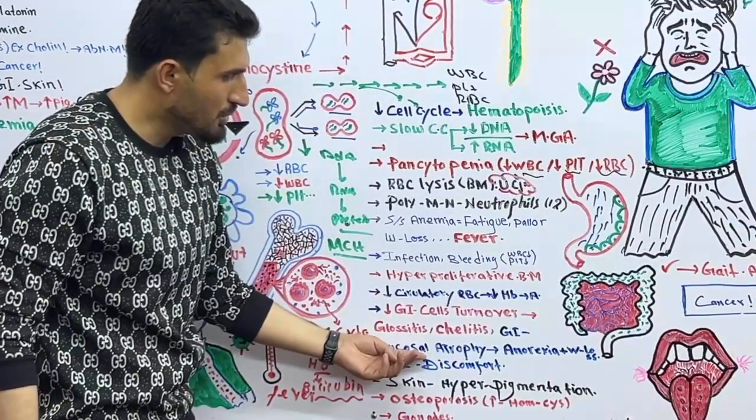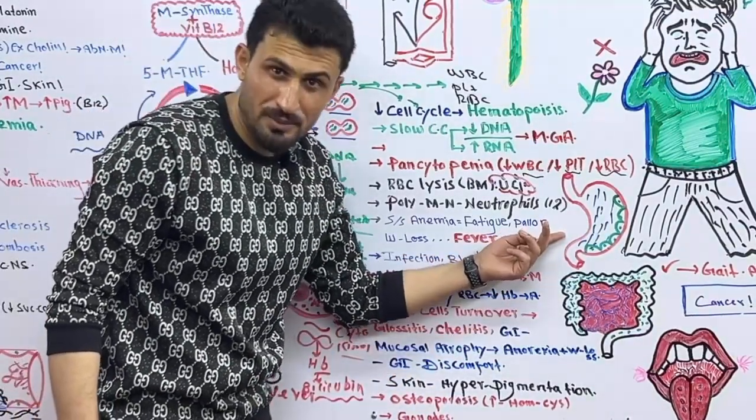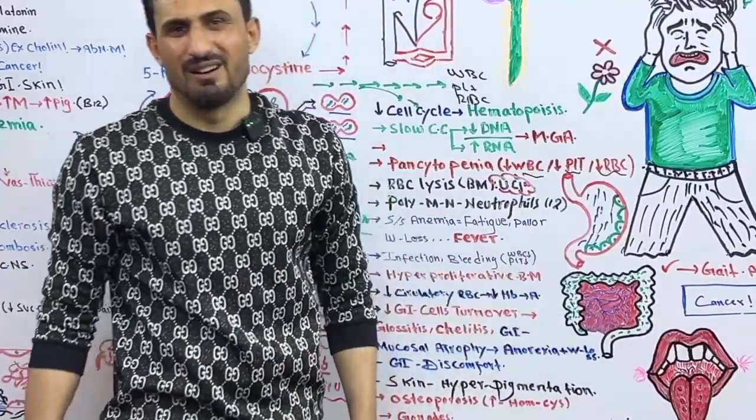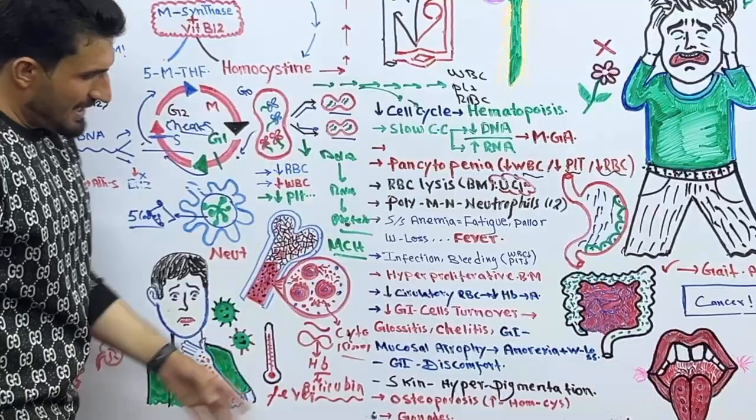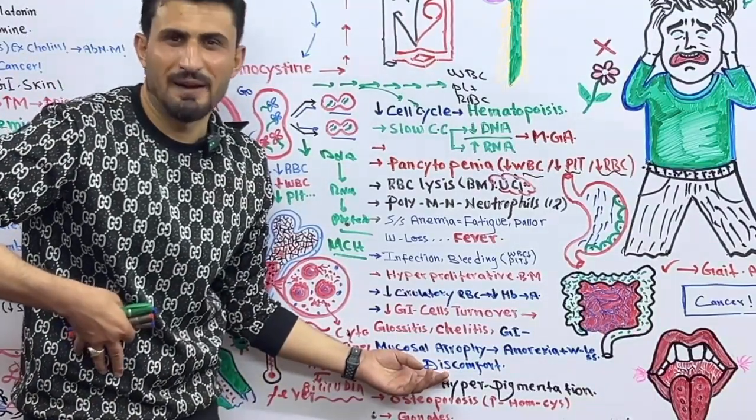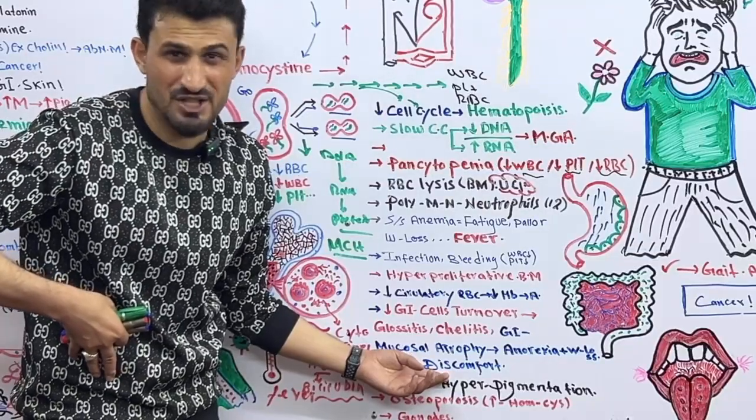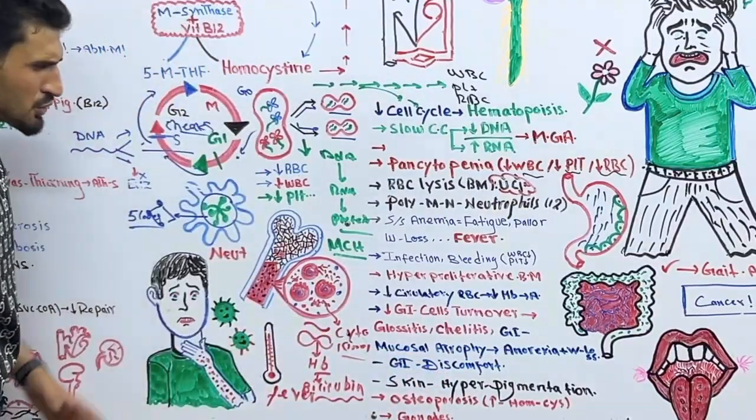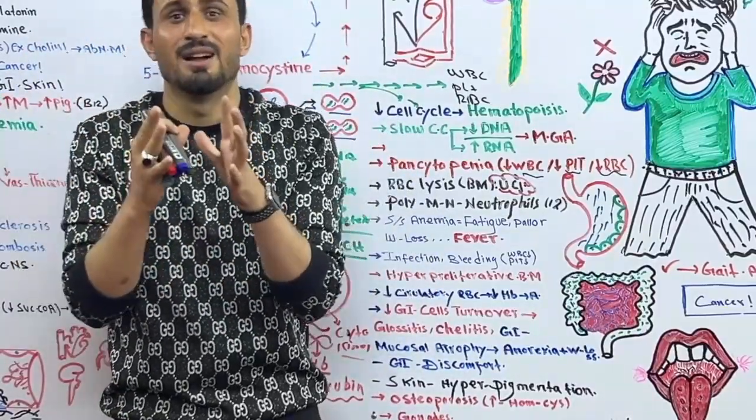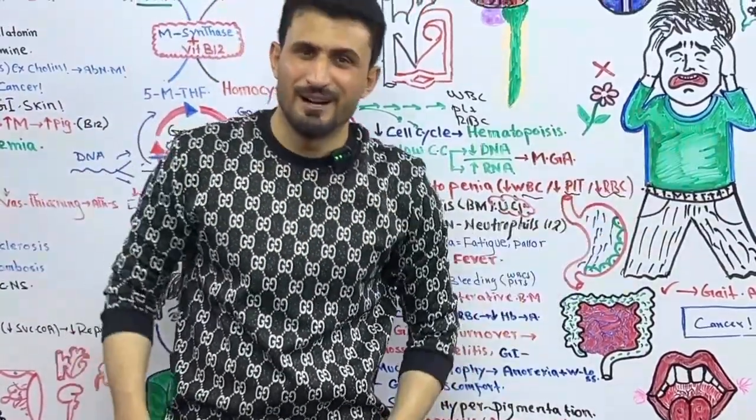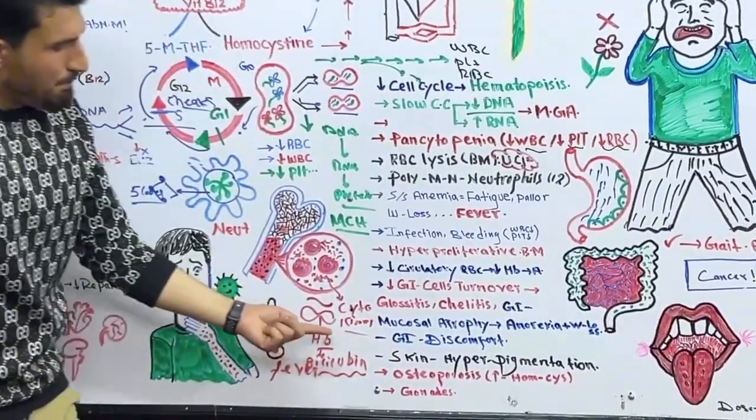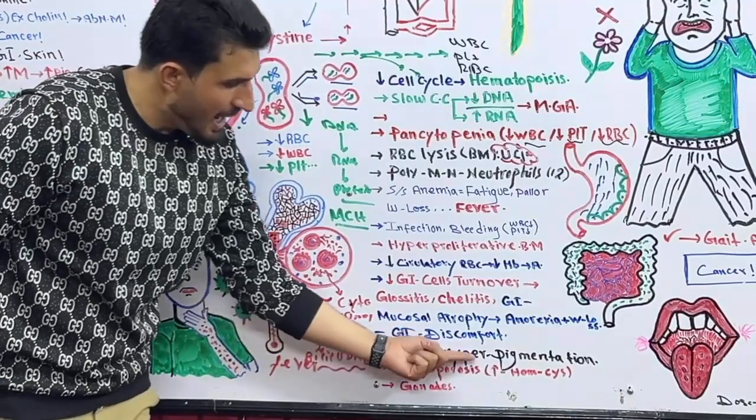Got it? And due to mucosal atrophy, the patient will have malabsorption, anorexia, and weight loss. Got it? Plus the patient will have GI discomfort, pain in the GI system, constipation, for example diarrhea, and so on. Got it? So it means we need this thymidine and cell cycle for different parts of our body. Plus the patient will develop skin hyperpigmentation.